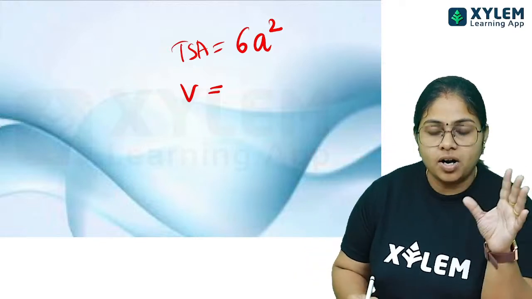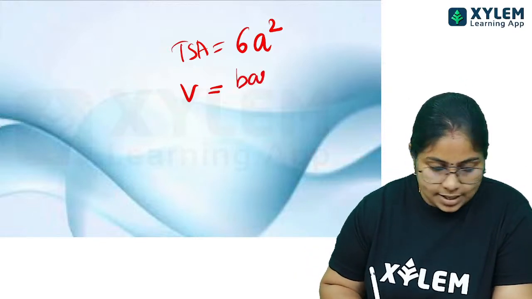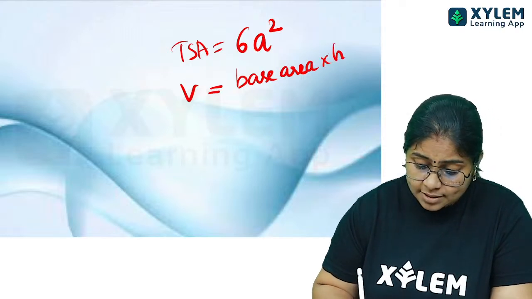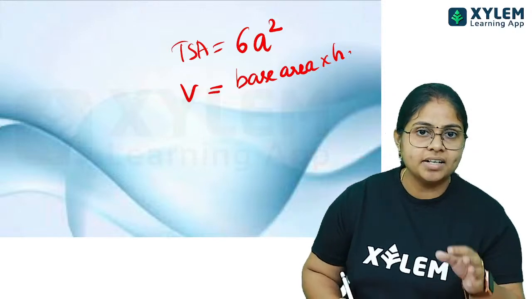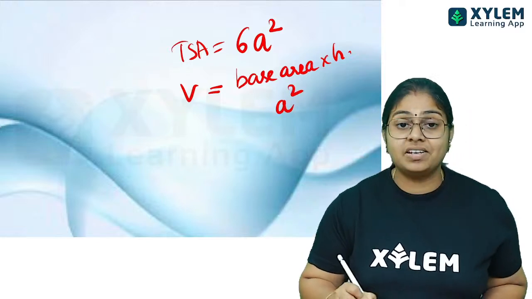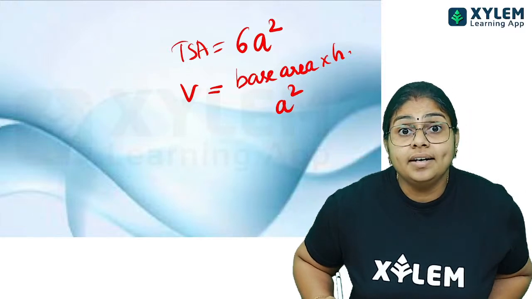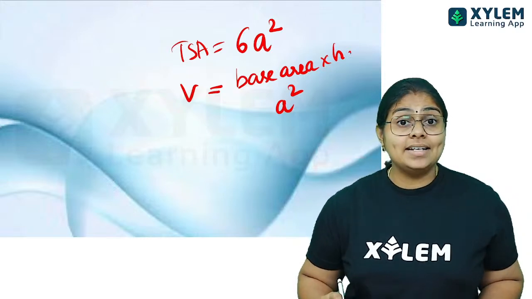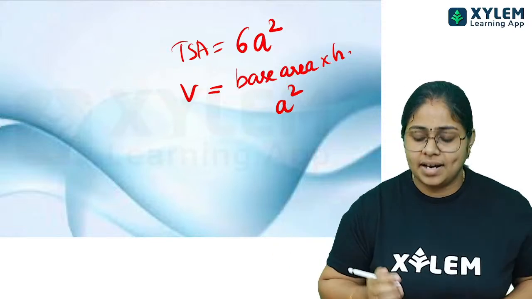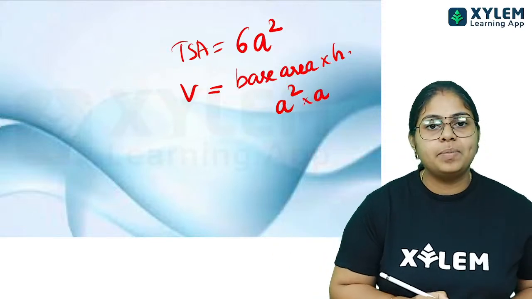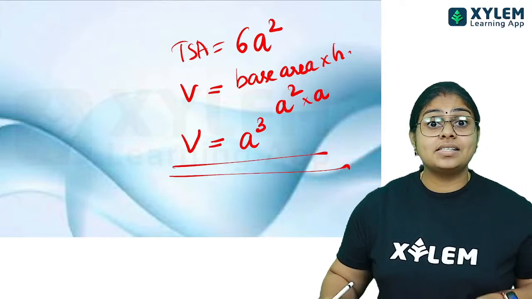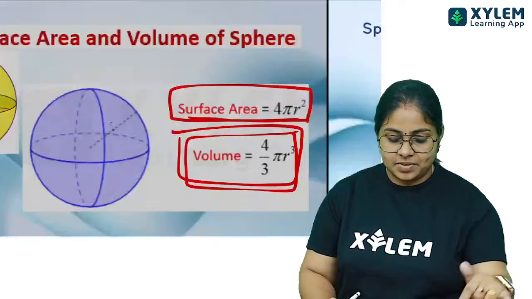So volume means, as I told you, base area into height. Here it is a cube, so the base of the cube is a square. If it has side a, the area is a square. Now what about the height? Length, breadth and height are all equal to a, the sides are all the same. So it is multiplied by a itself. So we will be having the volume equal to a cube. This is in the case of a cube, as I forgot to tell you.